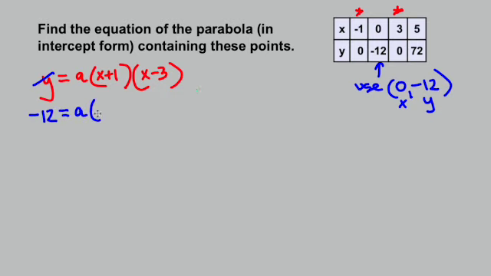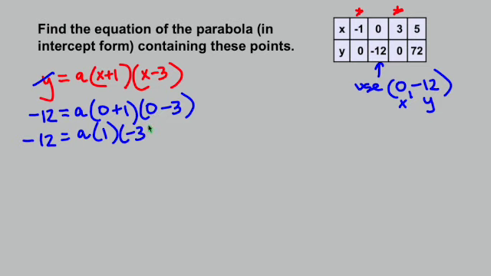So I'm going to replace that y with negative 12. If I plug in a 0 for x, I get 0 plus 1 on one factor, and on the other I get 0 minus 3. Of course, 0 plus 1 is just 1, and 0 minus 3 is negative 3. Negative 3 times 1 is negative 3. So we get negative 12 equals negative 3a. If we divide by negative 3, negative 12 divided by negative 3 is 4. So A is 4.